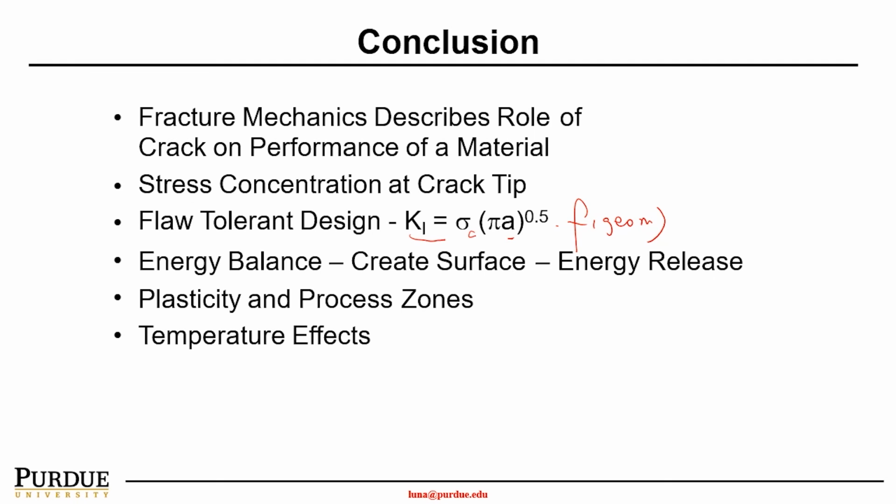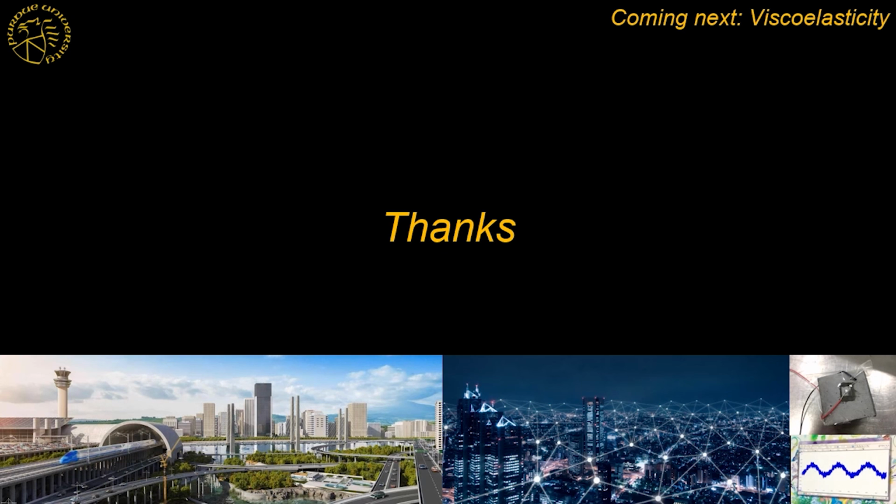And then we talked about plasticity and the process zone, which is very important for materials such as concrete, a quasi-brittle material with many existing cracks. And then we discussed that fracture toughness is a temperature-dependent material behavior, so it's important to keep that in mind. With that, I would like to wrap up this lecture, and coming next is viscoelasticity. Next week, we will discuss the viscoelastic behavior of materials.